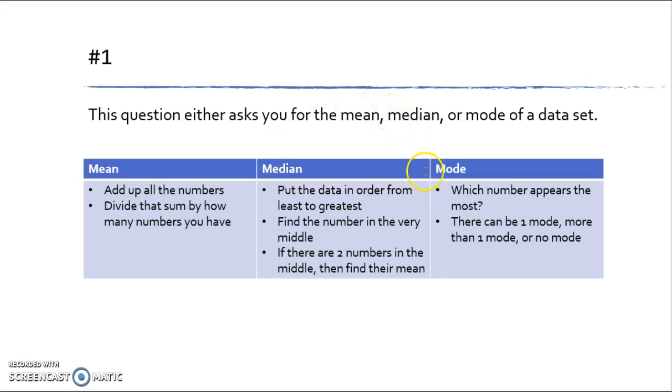If you are asked to find the mode of your data, you are looking for the value or the number that appears the most. You might have one mode, you might have more than one mode, and it's also possible to have no mode if everything happens the same number of times.